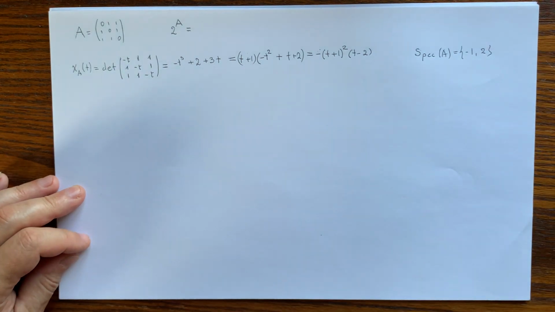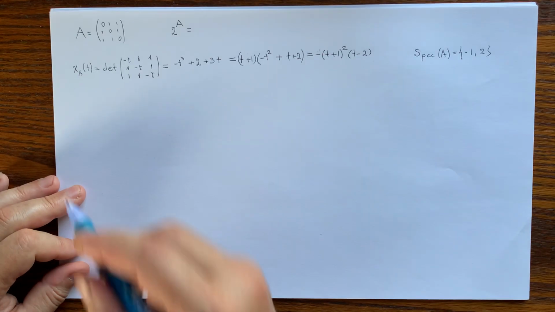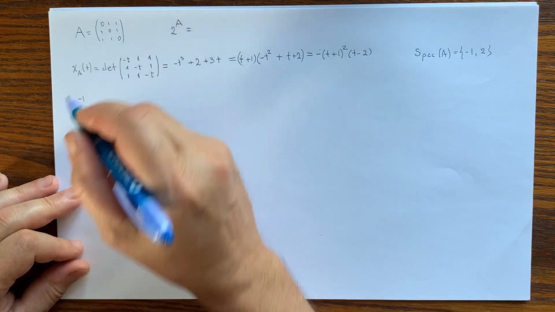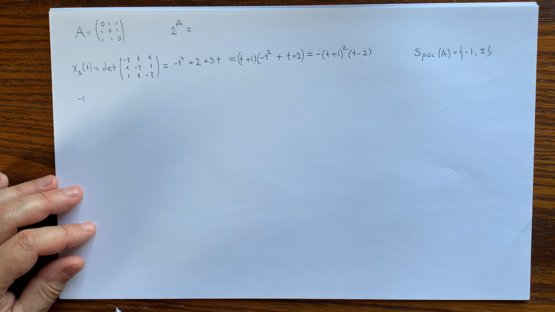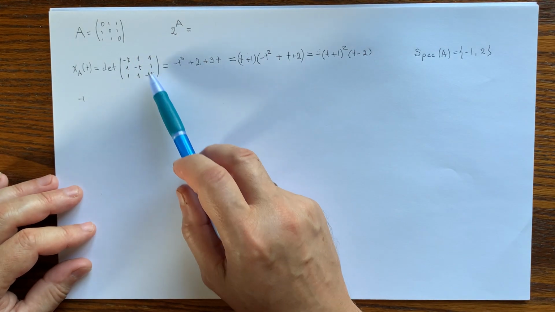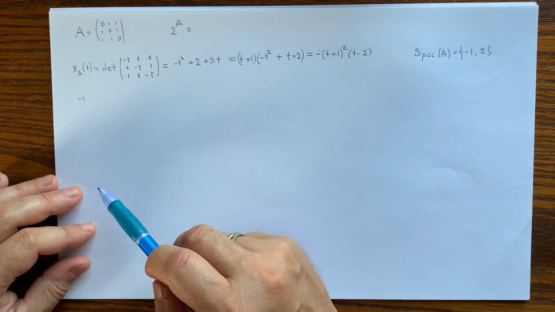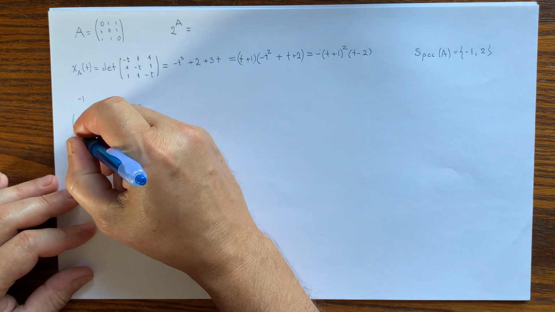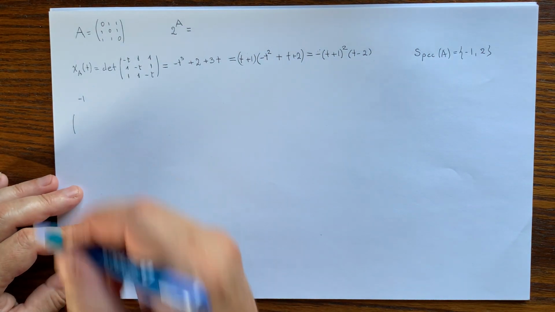But negative 1 is a multiple root. And finding eigenvectors, I will start with it. So first eigenvalue negative 1. To find eigenvectors, I have to basically plug it in instead of t, look at the matrix as a matrix of a linear system, solve the system, and write independent solutions.